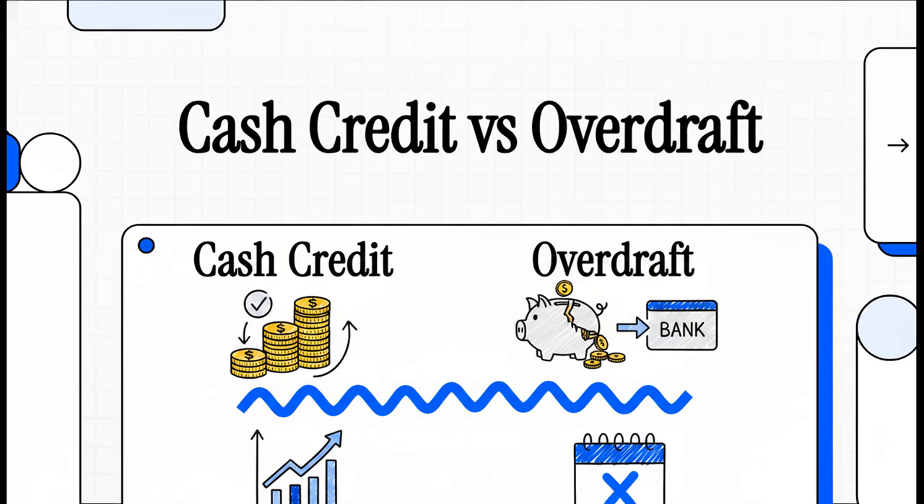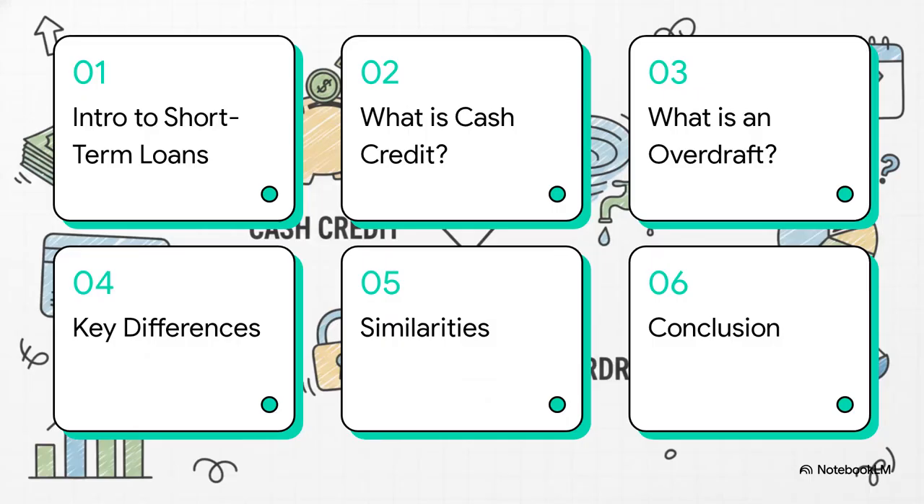We have a vibrant, highly visual explainer lined up for you, unpacking a topic that often confuses so many business owners and commerce students alike: short-term loans. Specifically, we're going to clear the air today and demystify cash credit versus overdrafts. Here's a quick look at our roadmap for today. We'll start with a brief intro to short-term loans, break down what cash credit and overdrafts actually are, compare their key differences, look at their similarities, and wrap it all up. Let's get straight into it.